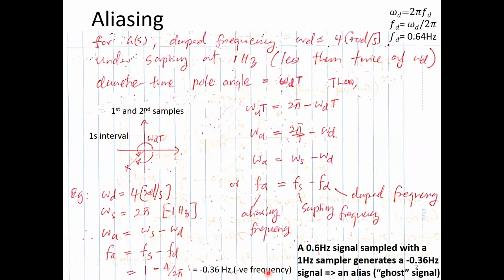So you have to be very careful when you select samplers. Make sure your sampling is at least twice as fast as your bandwidth frequency. Bandwidth frequency means the maximum frequency that you deal with, and your sampler should be a few times that frequency.